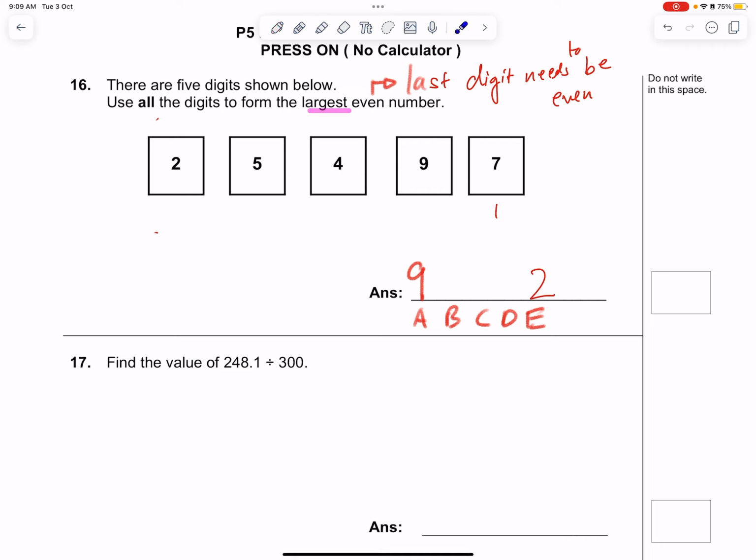Now I have to fill in my thousands, hundreds, and tens positions. So for B, C, D, I will look at the biggest to the smallest. So 9, the next number that is the biggest is actually 7, followed by 5, and lastly 4. So the answer is 97542.